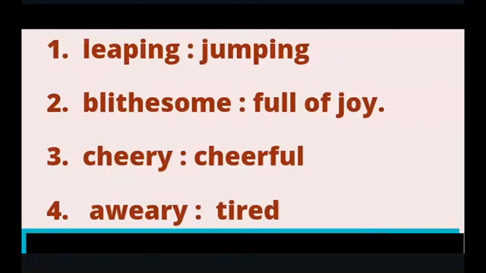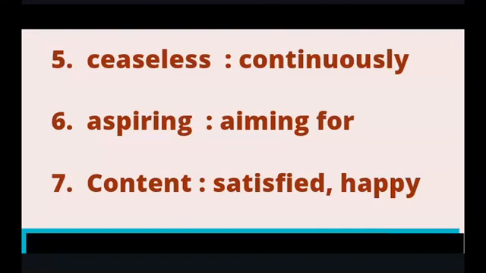Let's take the meanings. Leaping means jumping. Blithesome is full of joy. Cheery is cheerful. Aweary, tired. Ceaseless, continuously. Aspiring means aiming for. Content is satisfied or happy.